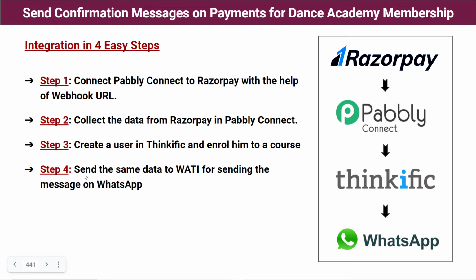Now we have the step 4, send the same data to Vati for sending the message on WhatsApp. So here's the thing, we are using Vati to send the WhatsApp message. Vati is a software through which you can send the WhatsApp message. If you are not familiar with Vati, don't worry, I will explain everything in detail. Okay, so let us begin the process.